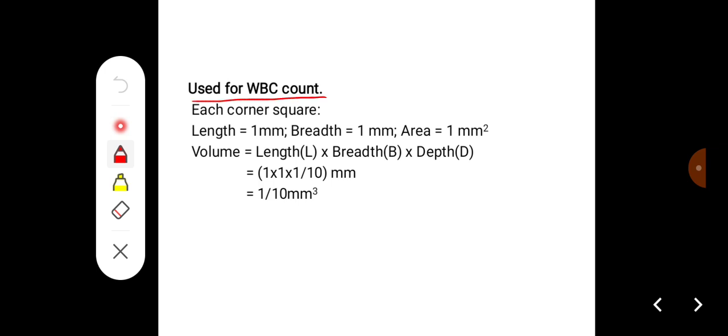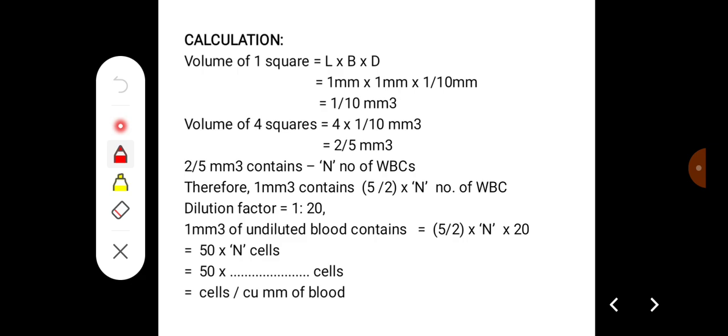If we calculate the volume in which the WBCs are counted, each corner square measures around 1 square millimeter, and the volume becomes 1 by 10 cubic millimeter. So one square has a volume of 1 by 10 cubic millimeters. We are going to count WBCs in such 4 squares, so the volume becomes 2 by 5 cubic millimeters, that is 0.4. According to the haemocytometry principle, if 0.4 cubic millimeter contains n number of WBCs, then 1 cubic millimeter contains 5 by 2 into n number of WBCs.